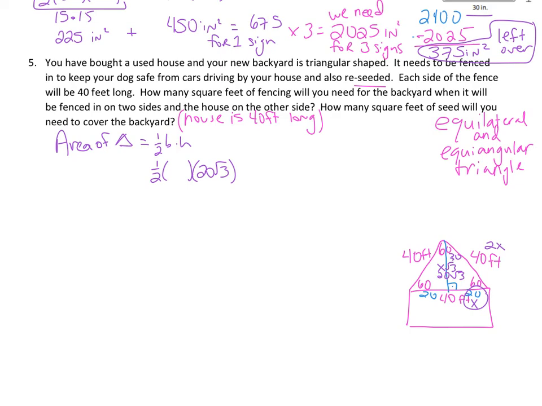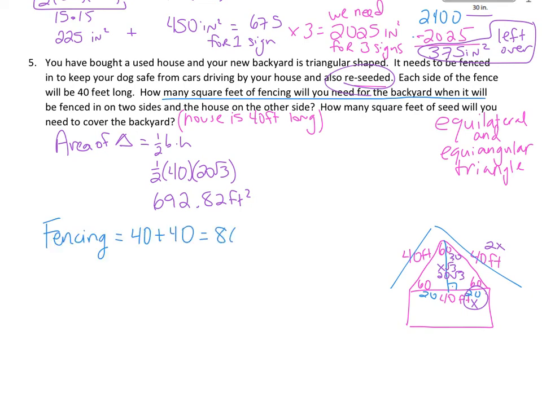The base of our triangle then is the full base, so that's the 40 feet that goes along the side of the fence. If we multiply all of these together, that gives us 692.82 feet squared. And we will use this to figure out the amount of reseeding that we need. Now, one of the questions was asking how many square feet of fencing will you need for the backyard, and that's just really around the outside 2 pieces because that's all the fencing you're going to have. That gives us 80 feet of fencing that you will need.